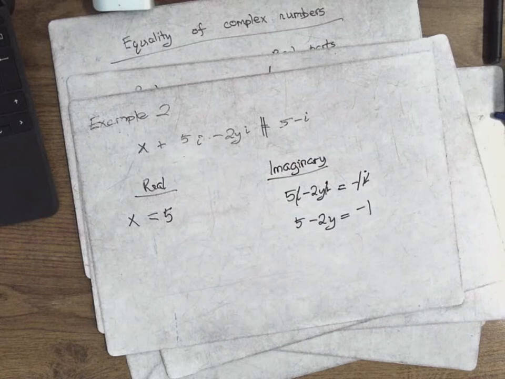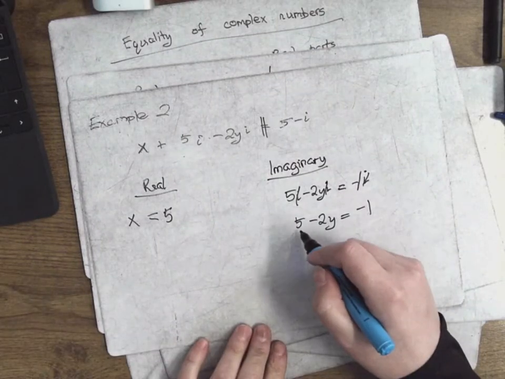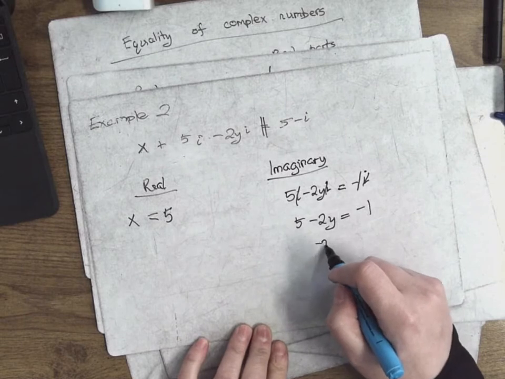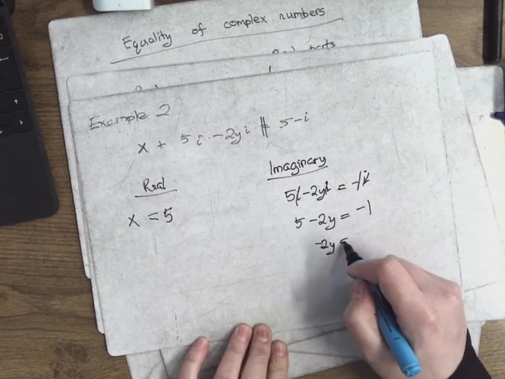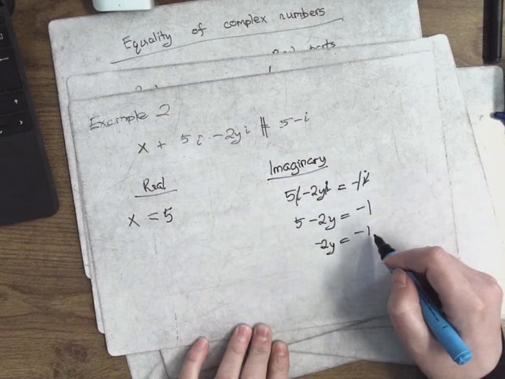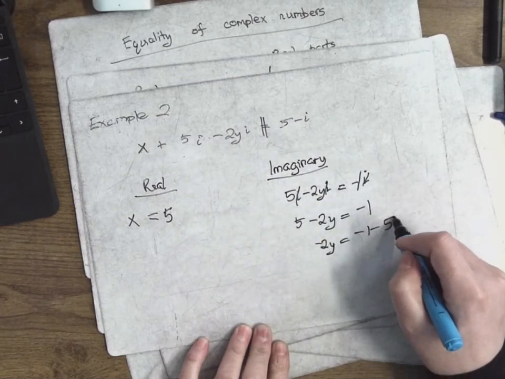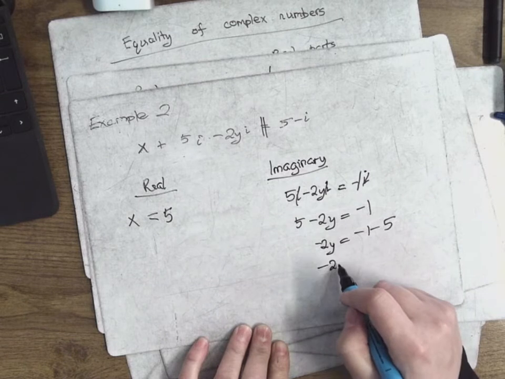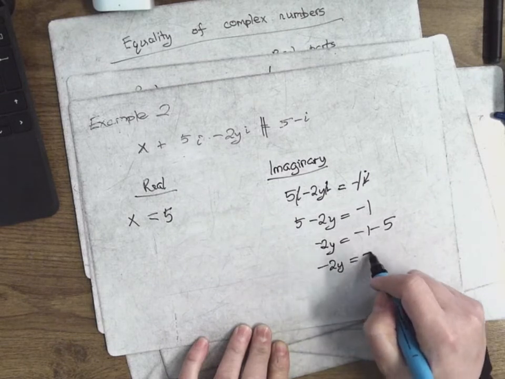What'll I do? Y's on one side, numbers on the other. So move the 5. Minus 2y stays put. Minus 1 is where you want it to be. 5 comes over the wall and becomes what? Minus 5. So you get minus 2y equals minus 6.